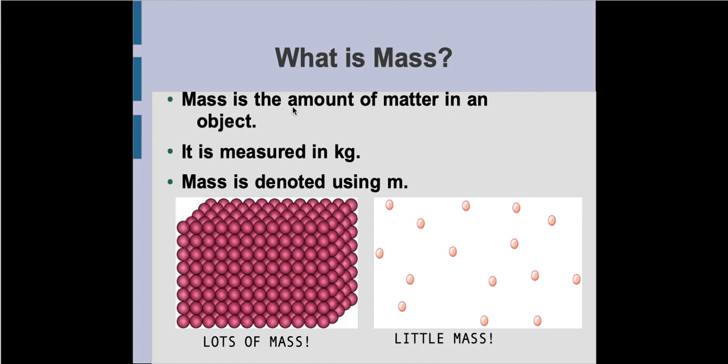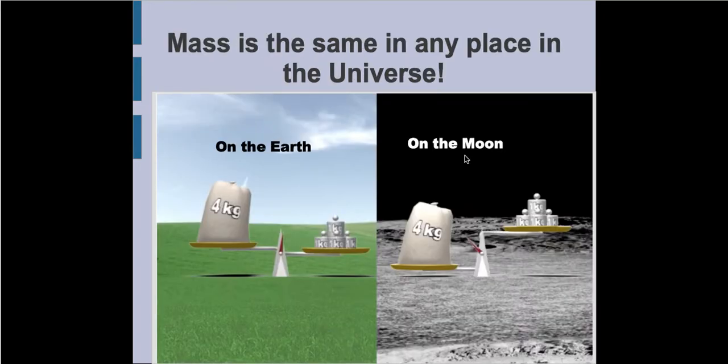Firstly, we are going to define what is mass. We define mass as the amount of matter in an object, so it's directly related to the number of atoms this object has. We measure mass in the International System in kilograms. One of the most important traits about mass is that it's an intrinsic property of matter, which means that it's the same in any place in the universe, on the Earth, on the Moon, on the Sun, wherever we are.